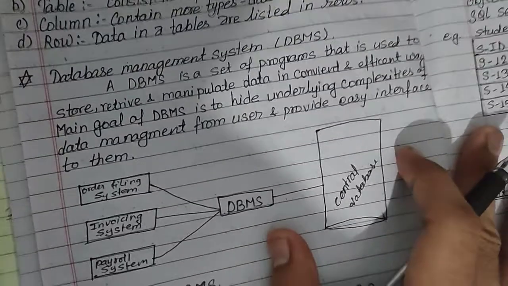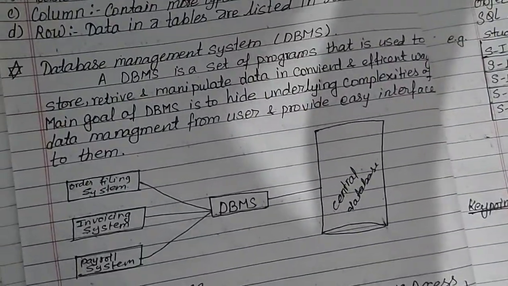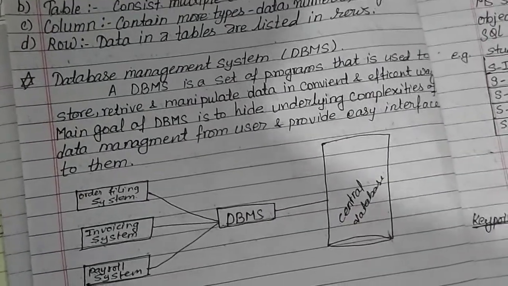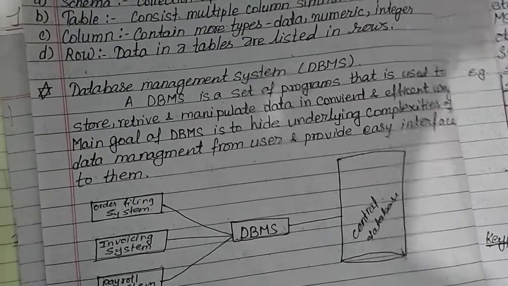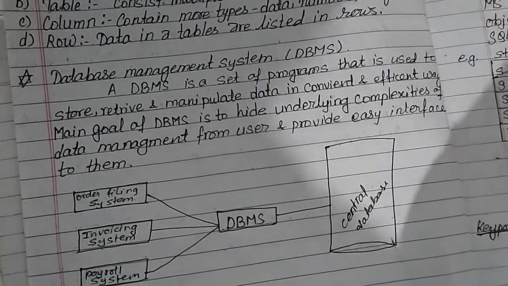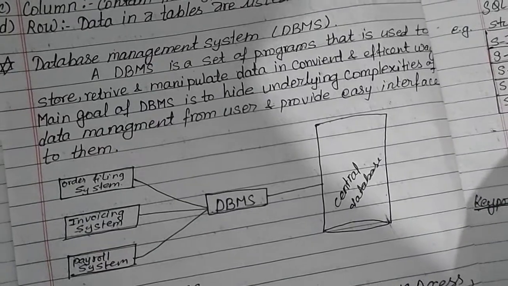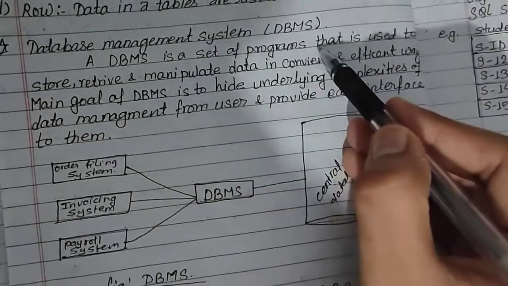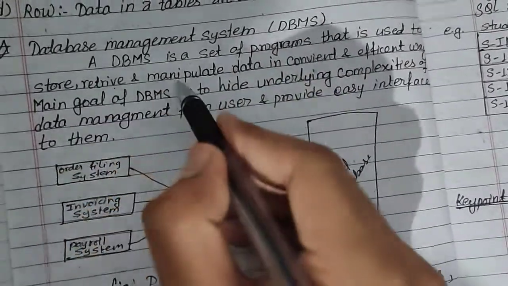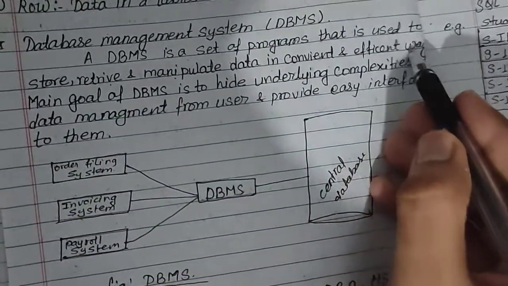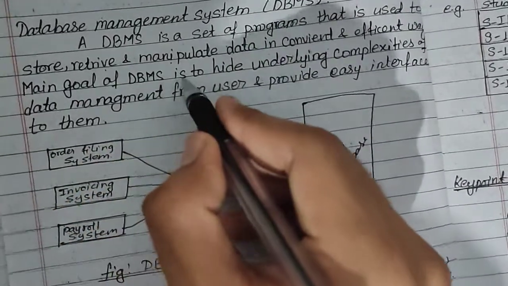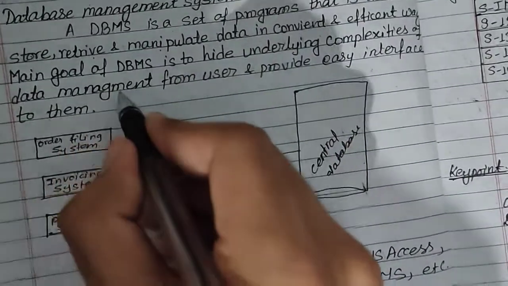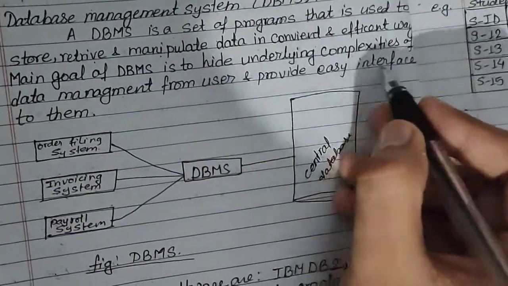Now, what is a database management system? A database management system is a set of programs that is used to store, retrieve, and manipulate the data. The main objective of a database is not only to store the data, but it helps to retrieve and manipulate the data in a convenient and efficient way. The main goal of a database management system is to hide the underlying complexity of the data management from the user and provide an easy interface to them.